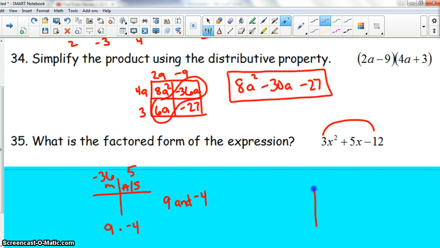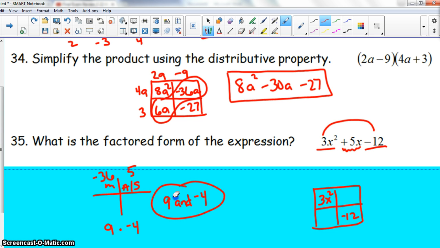And what you do with those numbers is you create the Punnett square, but we're going to work backwards. First term is 3x squared. That goes in your first box. The last term is negative 12. That goes in your last box. And then we have to do something with 5x, and that's where these numbers come in. We rewrite it as 9x minus 4x, and that gives you your 5x.